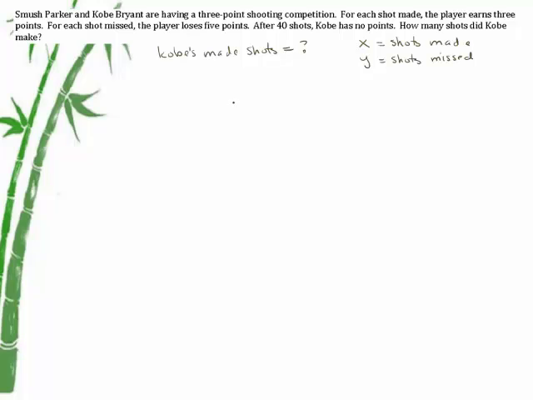Your total points equals 3 points times the number of shots made, and you have -5 points times the number of shots missed. So this is your total points. Kobe has 0 total points.